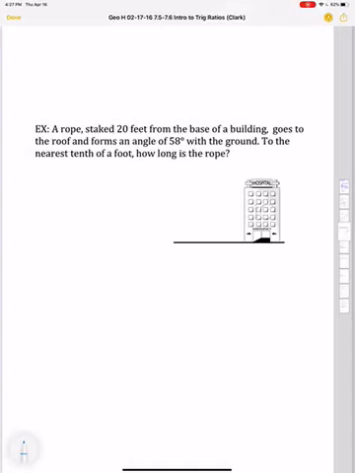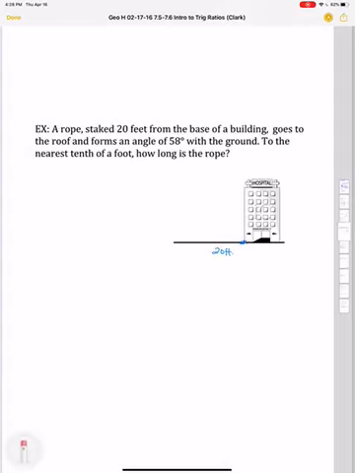It says a rope staked 20 feet from the base of a building. So the building, looks like we have a hospital here, and the base is the bottom. So it's staked 20 feet from the base. Sorry, my dog's barking. From the base. And let's say this is right here, 20 feet.